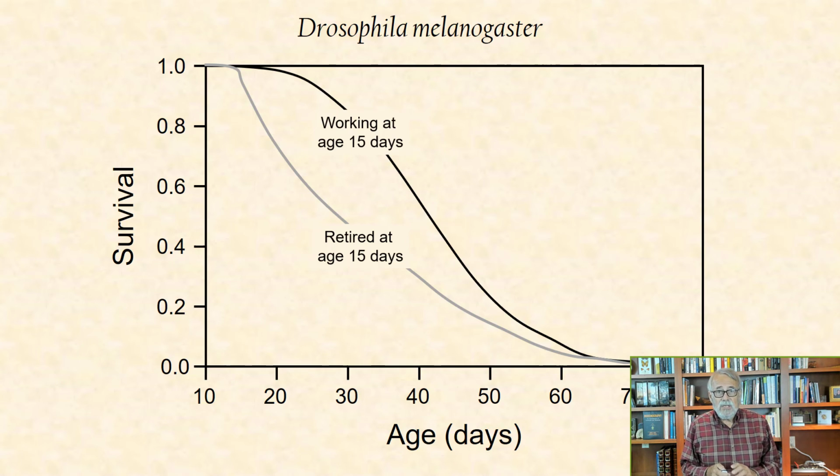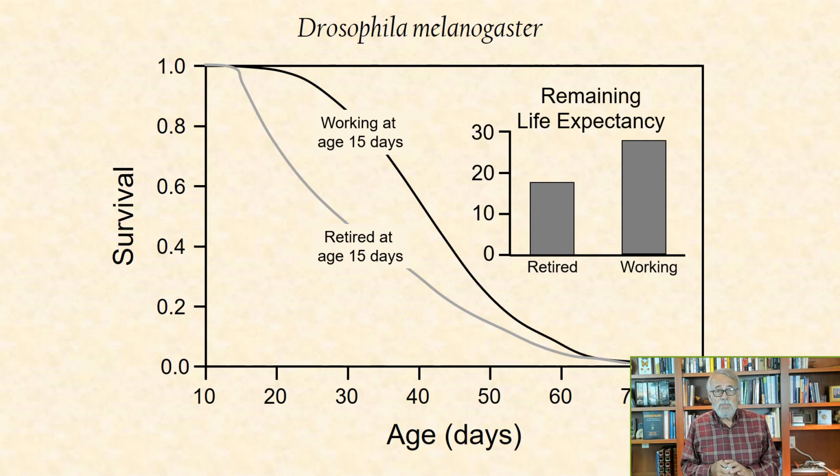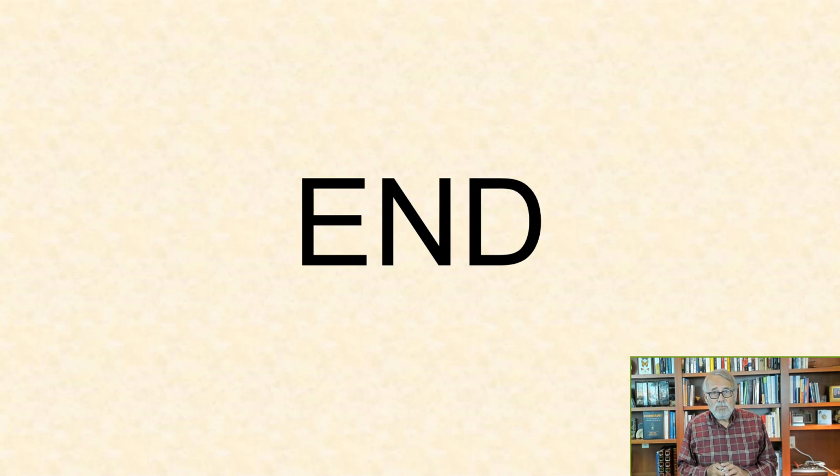For example, flies that entered the retired stage at age 15, that is, they have much reduced or zero reproduction, were 19 times more likely to die by day 20 than working flies of the same age. This bar graph shows that life expectancy for retired flies at 15 days was less than 20 days, whereas life expectancy at this same age for working flies, that is, those flies still actively laying eggs, was 10 days greater. This ends Module 4.5 on individual level reproductive fly models.